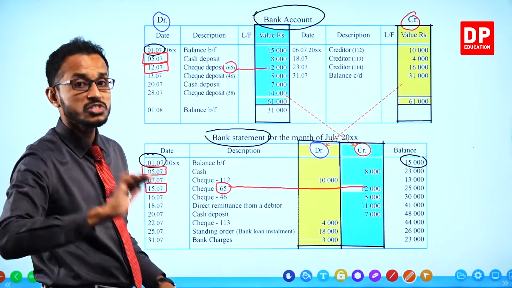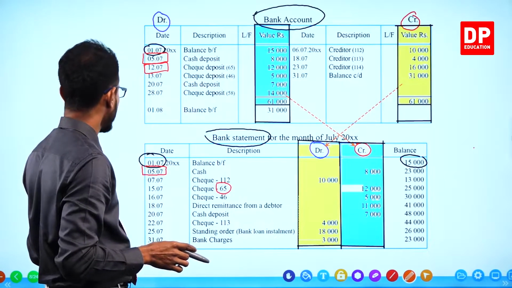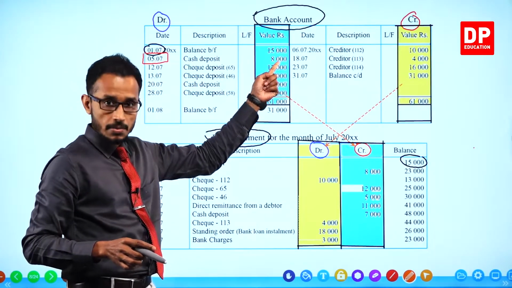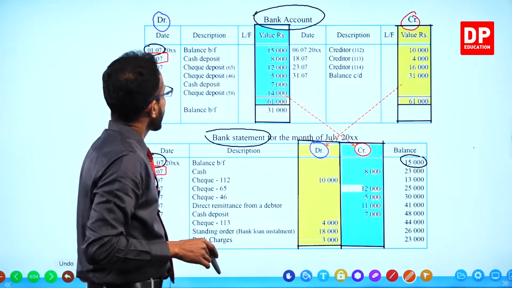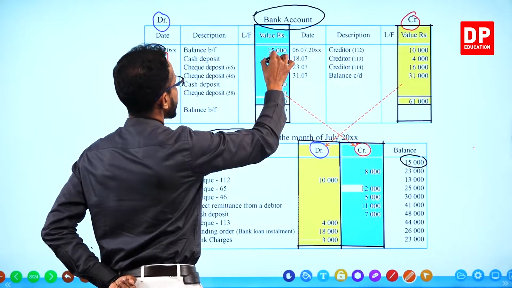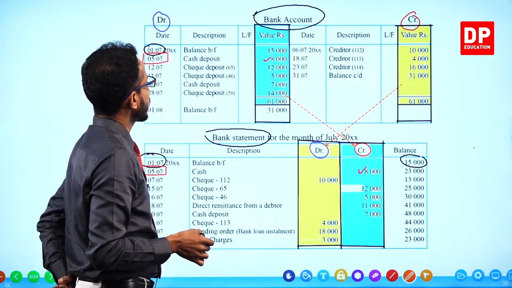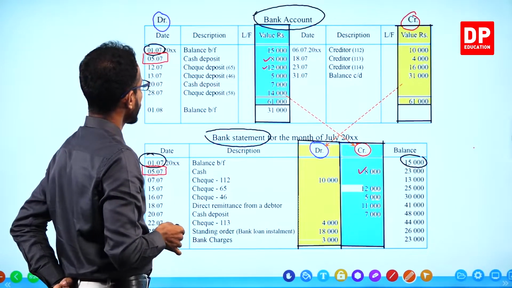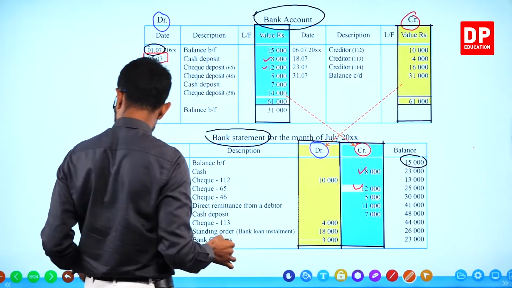What I'm telling you is don't worry about the date. Just cross-check the amount with the description to confirm. All right, so cash deposit 8,000, it's already there. Check deposit 65, 12,000, it's already there.